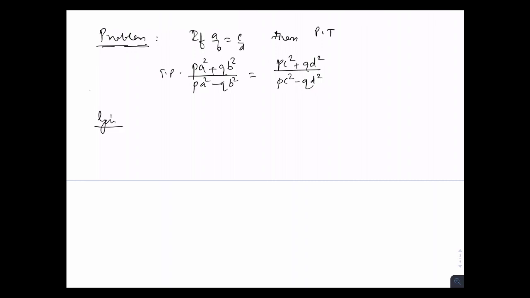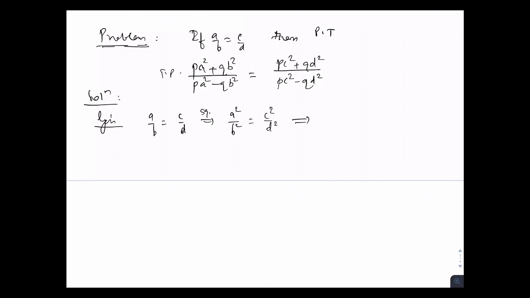So what is given here? I'll write the heading as solution. What is given is a by b and c by d. Now I observe what is asked. We will need a square and b square. So what I'll do, I'll square. So I'll get (a by b) square is equal to c square by d square.